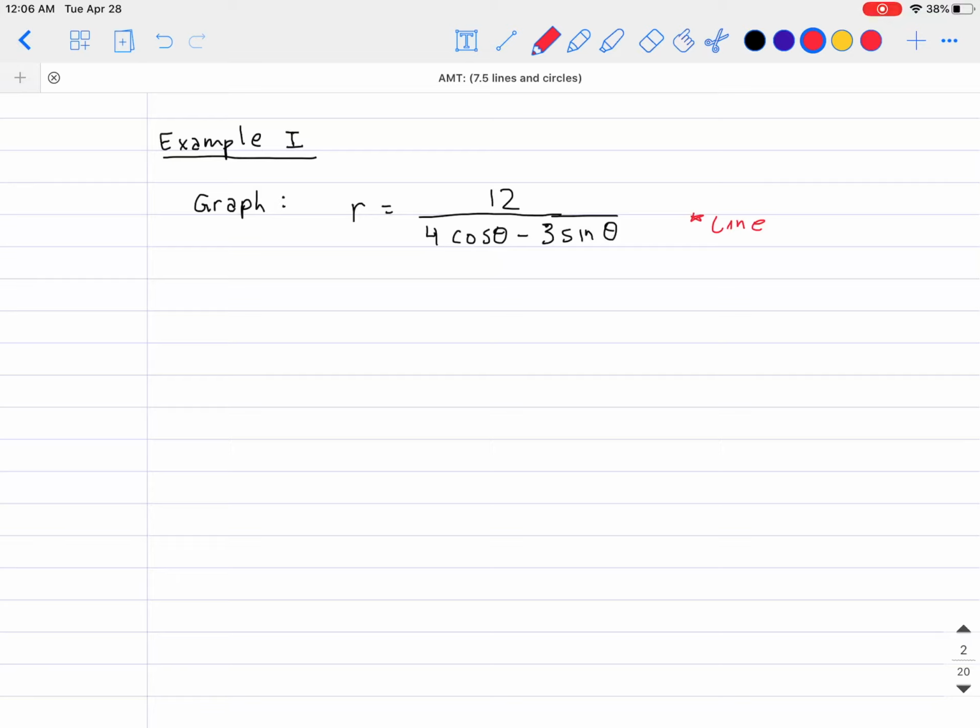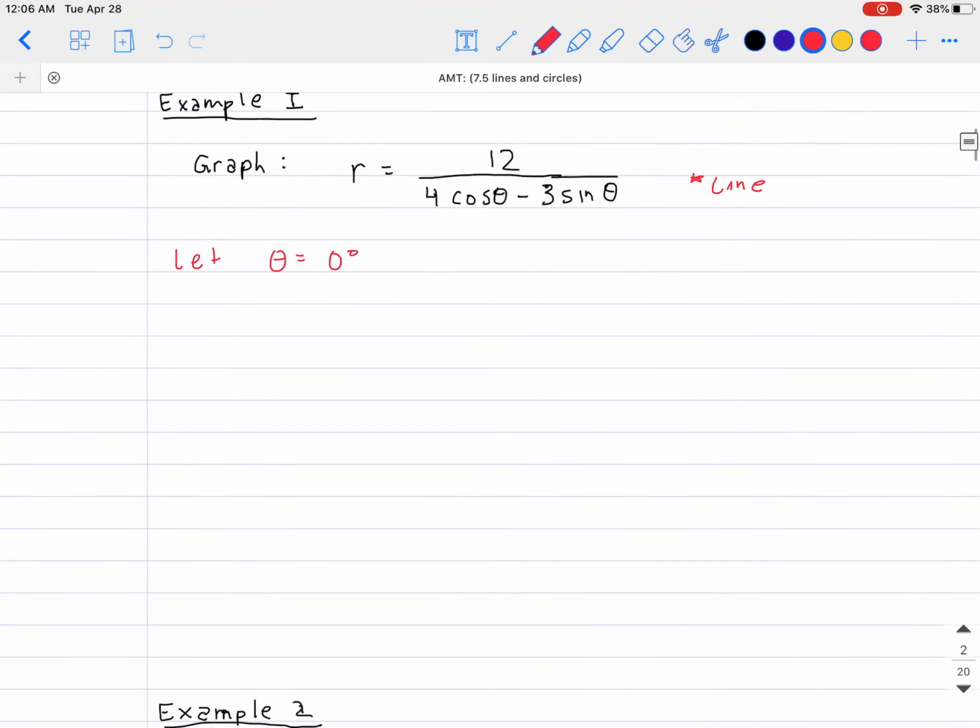We'll keep in mind that theta is usually our independent variable and r is going to be our dependent variable. So we'll choose values of theta to plug in. I'm going to first let theta equal maybe 0 degrees, something simple that we can use. So r is equal to 12 divided by 4 multiplied by cosine of 0, which is equal to 1, minus 3 multiplied by sine of 0, which is equal to 0. So r in this case is equal to 12 divided by 4, which is equal to 3. So one coordinate that it contains is going to be 3, 0 degrees then.